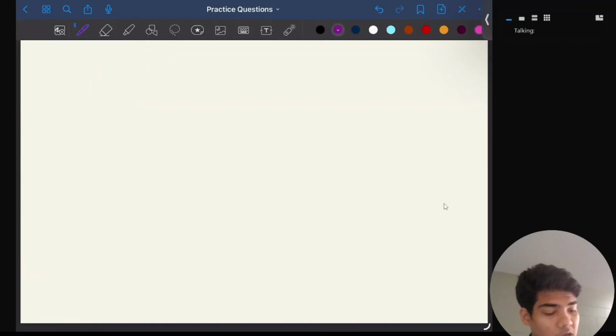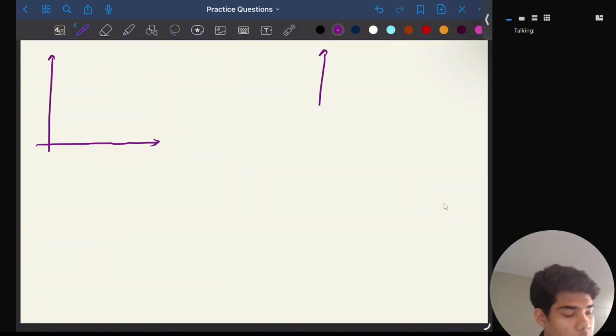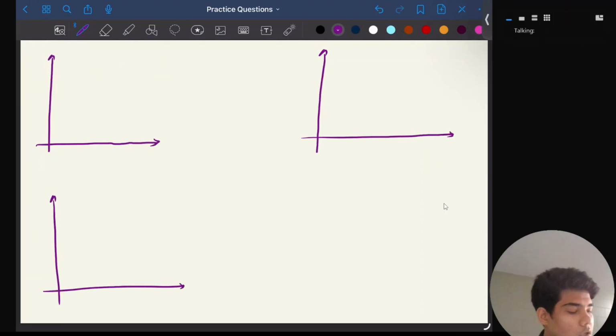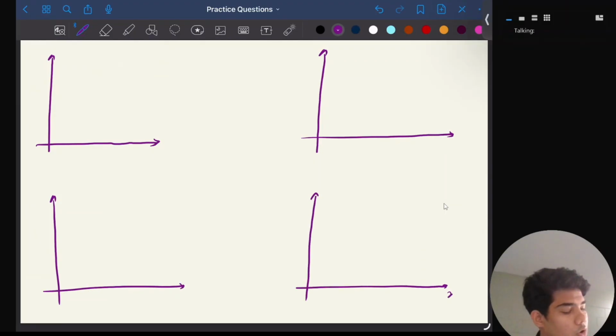For that, I will draw four small graphs here. So we have 1, we have 2, we have 3, and we have 4. Right, so pretty much you can see all the possible scenarios that we can encounter.